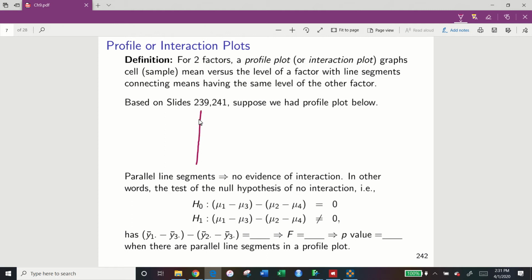So for profile plots, we have an x and y axis. Along the y-axis, we have that factor level mean. So for now, I'm just going to do a generic yi dot bar. And then for our x-axis, we have one of our factors. So in this case, I'm going to select nitrogen. And we had nitrogen at two levels, level 10 and 20. Now, we still have to show our second factor, our zinc. So in this case, I'm going to draw two line segments.